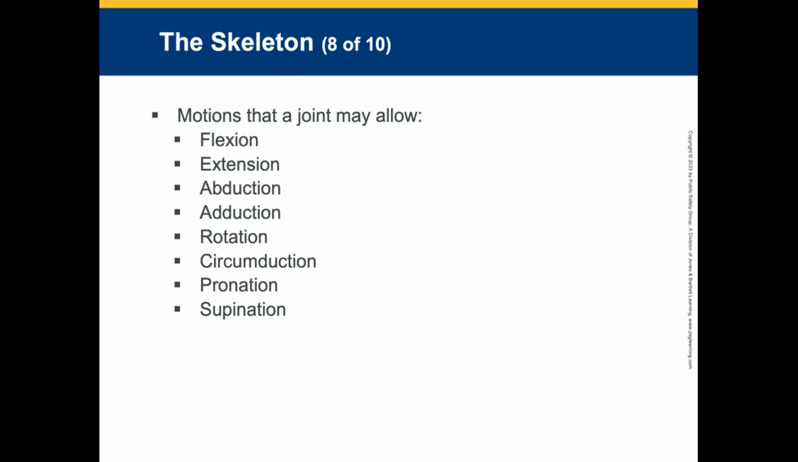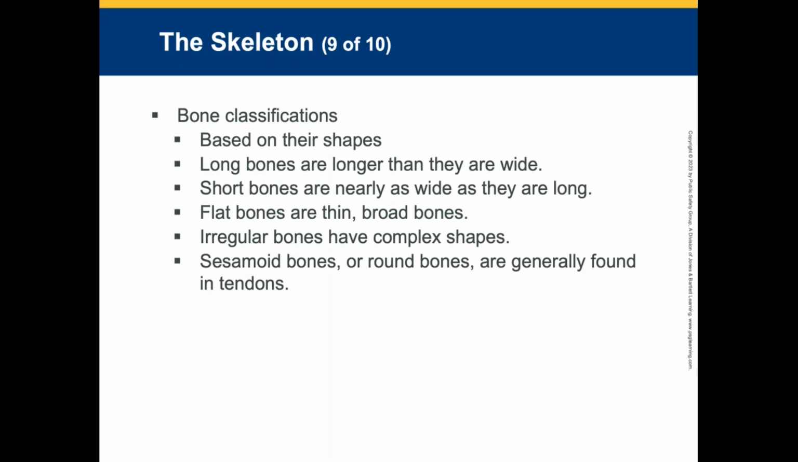Think about holding a bowl of soup. You might remember that as well. So bone classifications are based on their shapes. So we have long bones, which are longer than they are wide. Short bones, which are nearly as wide as they are long. Flat bones, which are thin, broad bones. Irregular bones that have a complex shape. And sesamoid bones, or round bones, are generally found in tendons.